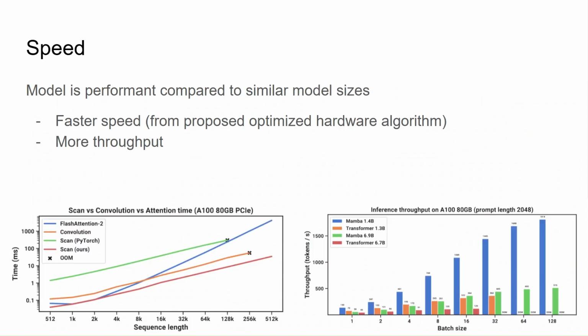So the speed is important. This Mamba model is performant compared to similar model sizes. You can see its faster speed. Another way to say that is more throughput.